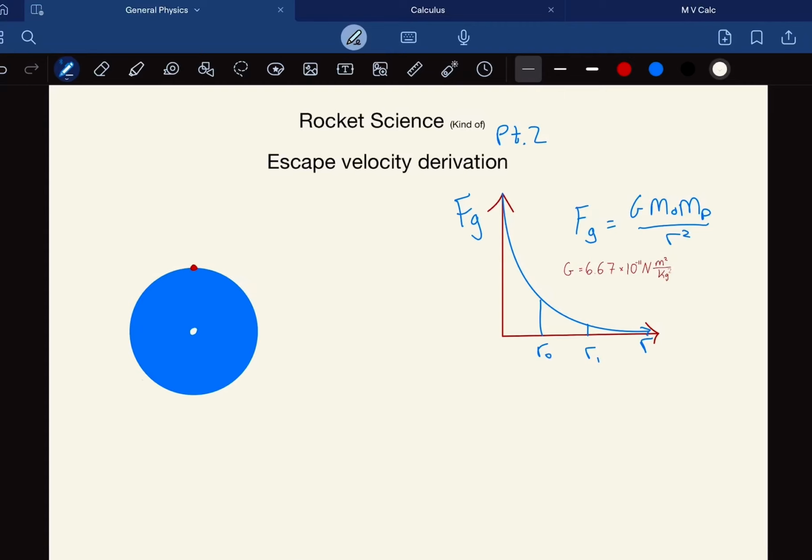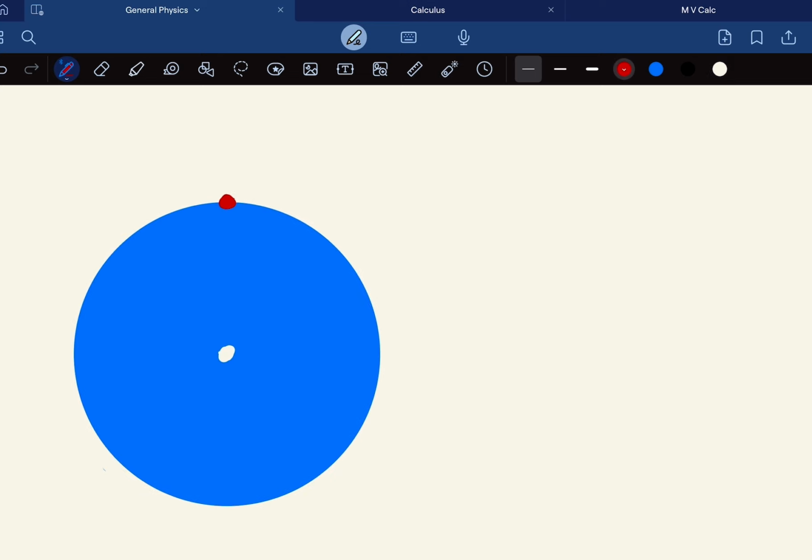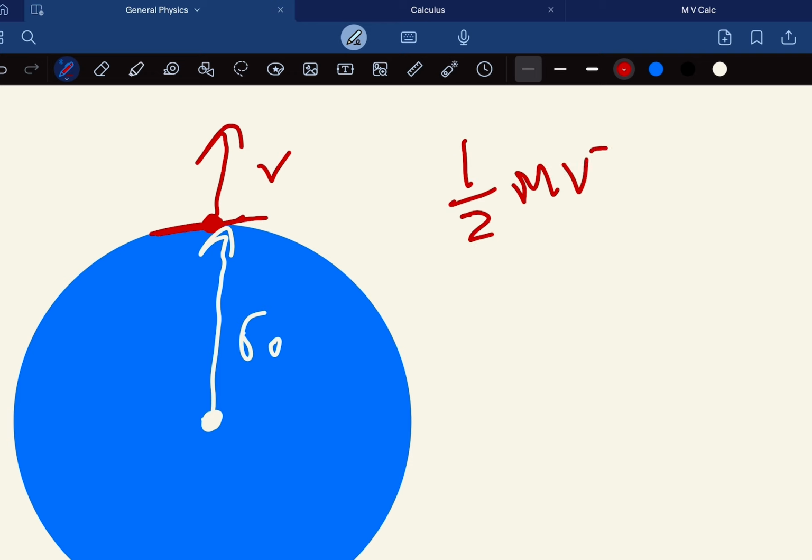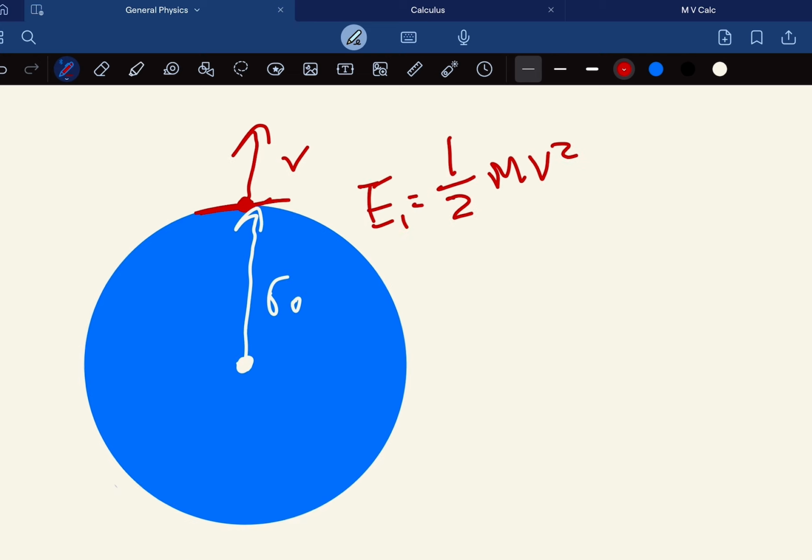In today's video we will be deriving the equation for the escape velocity of an object. Now let's start off by looking at the energy of an object with a velocity straight upwards of v relative to a point on the surface of that planet, which has a radius of r naught. So this velocity v gives the object the kinetic energy, which is the total energy since it only has kinetic energy in this case, of 1/2 mv squared. So our energy right here is equal to 1/2 mv squared.